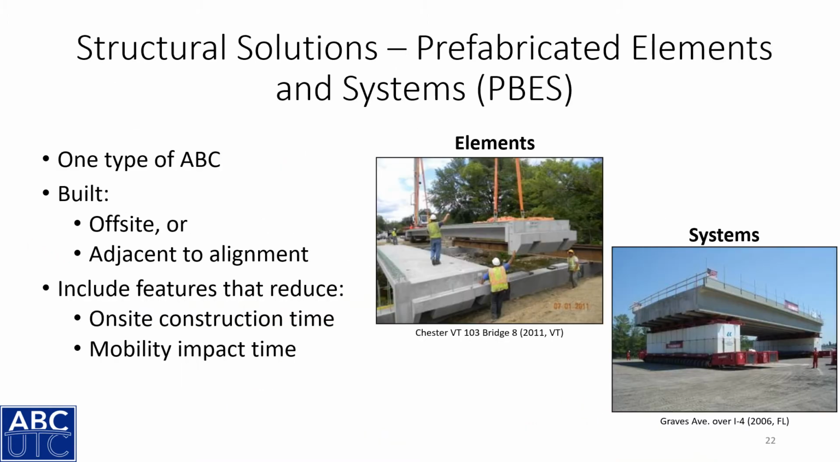Next, we're going to look at structural solutions, and this will be the bulk of this presentation. These are the most common techniques that are used in ABC projects. So we have prefabricated bridge elements and systems. Elements are single structural elements, and systems would be the entire superstructure. Some of the benefits: these can be built off-site or adjacent to the alignment, so close to the site, so they can be built without impacting traffic. So this allows us to decrease our on-site construction time and decrease our mobility impact time.